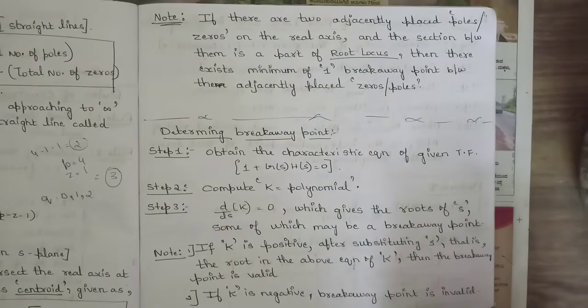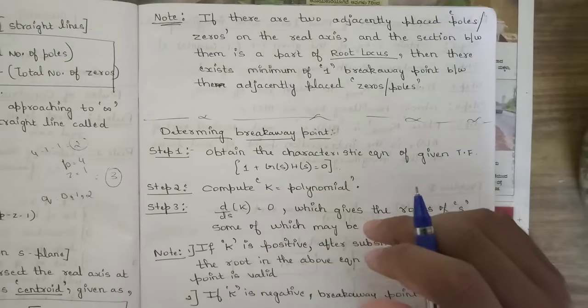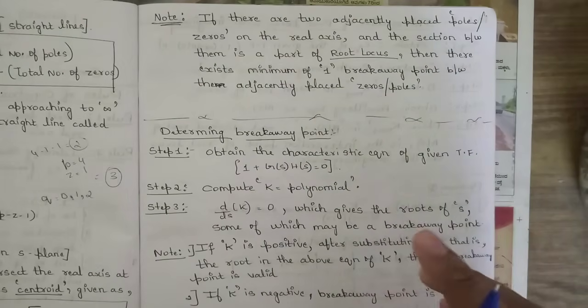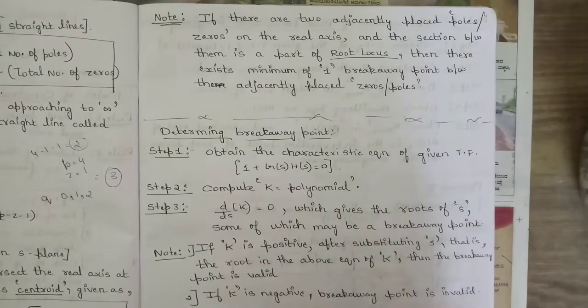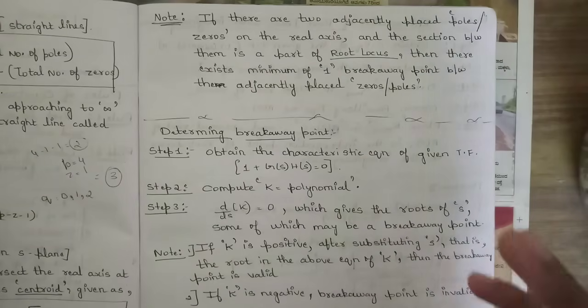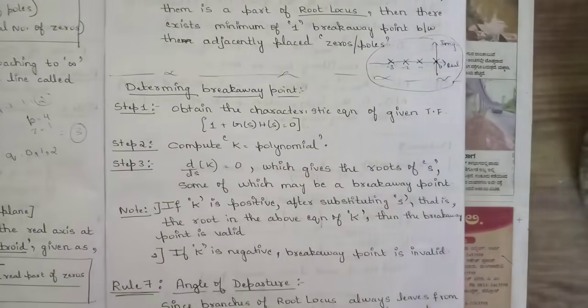So now how do we say that the curve or the branch we are obtaining is a part of the root locus? How do we check whether the section we are drawing is a part of the root locus? So now let's see how we can do that.